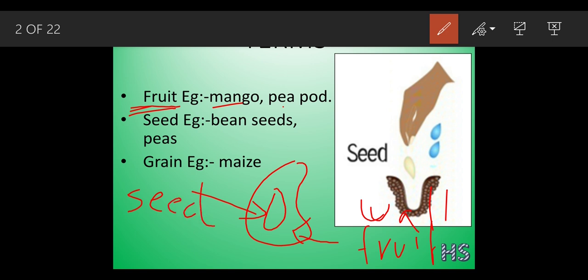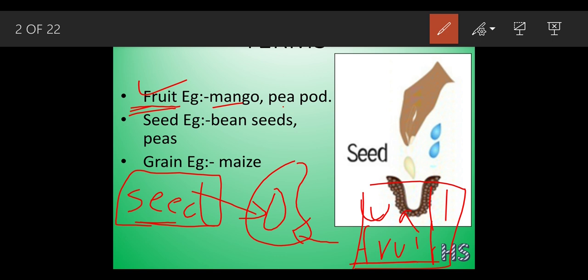So how should we define a fruit? The fruit can be defined as the structure in which the seed and the fruit wall are not attached together. After eating the mango, you can throw the seed, right? This indicates that the seed and the fruit wall are not attached to each other. That is why it is termed a fruit.